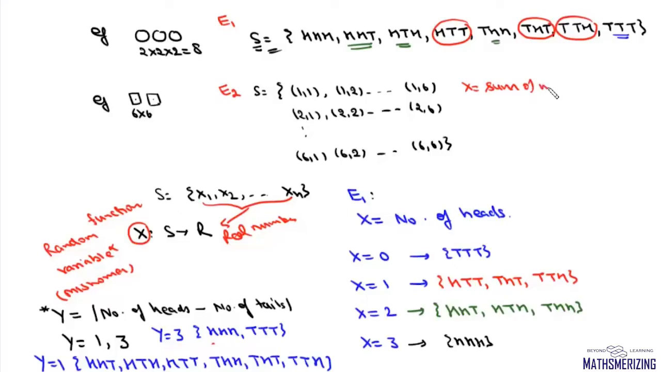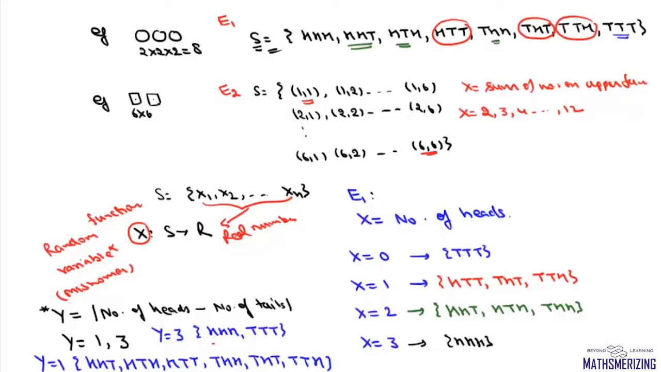Sum of numbers on upper faces. Now, what are the possible values for this random variable in this case? Now, minimum sum will be 2. And then it'll be 3, 4, 5. And maximum sum is 12. So in this case, random variable x can take the value from 2 to 12.